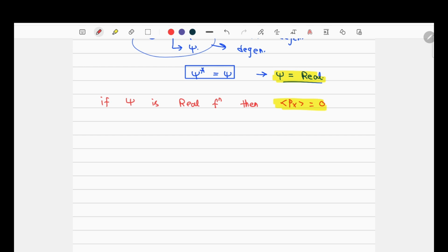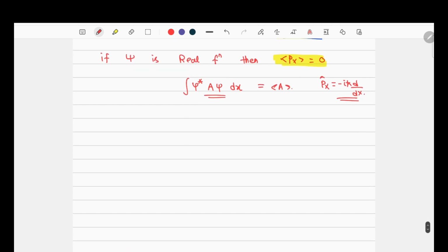Very simple proof. You know how to find the expectation value. This is the formula to find the expectation value of any operator. So you calculate, because you know the operator px. What is the px operator? Minus iota h cut d by dx. So you apply that and you will find the momentum expectation value to be 0.